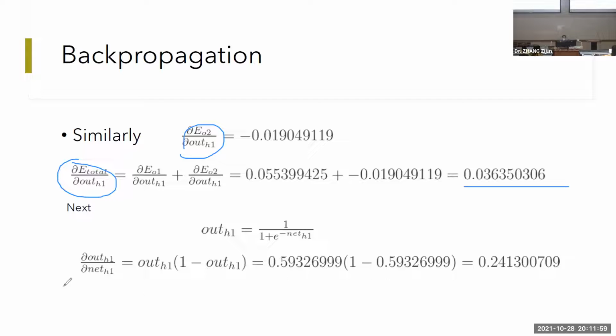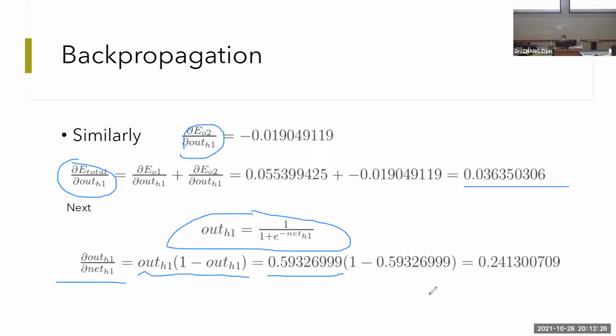And next, we need to compute the derivative of the output of the hidden node 1 against the input of the hidden node 1 based on its activation function, which is sigma. So its derivative is equal to this one, okay? Then it will be 0.593699 and multiply this term, and it will be equal to 0.2413.